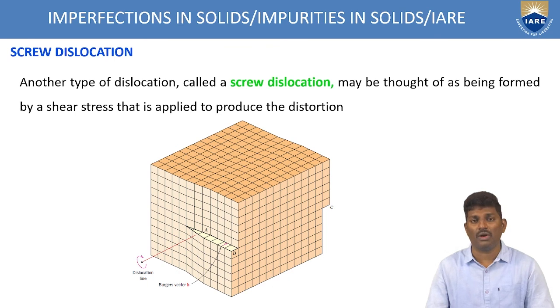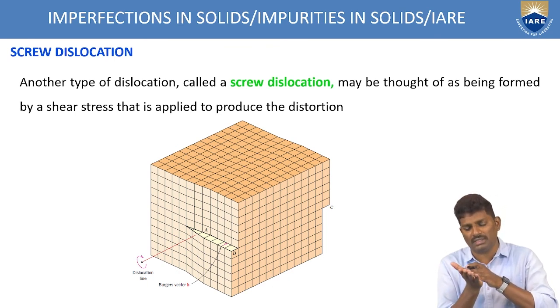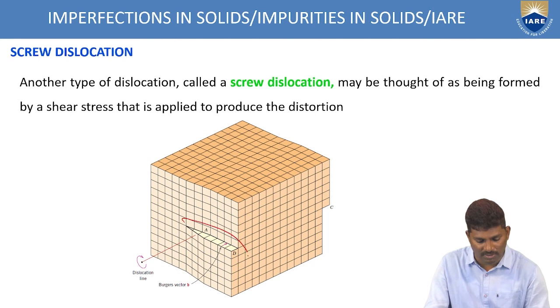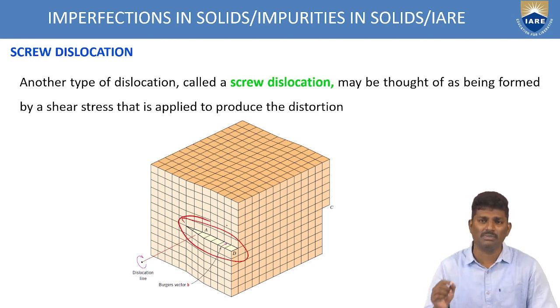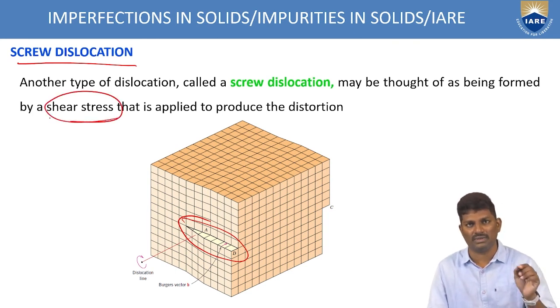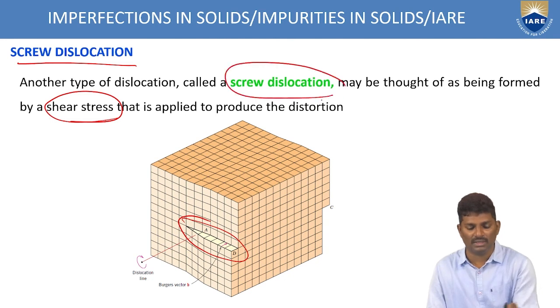Screw dislocation. Because of the shear force between two materials, when the two materials are sheared against each other, what happens? Some screw type of defect comes in. You can observe clearly this position is screwed. This is mainly because of shear. One atom collides with another atom, so there is some shear force, and because of the shear force, this screw dislocation is formed. This screw dislocation may be thought of as being formed by shear stress that is applied to produce this distortion. So the main criterion is what? Shear stress.